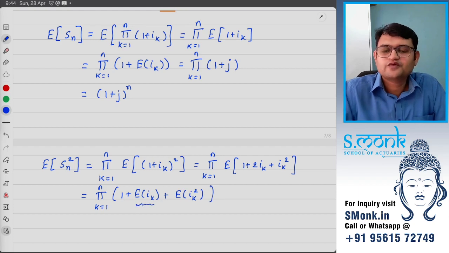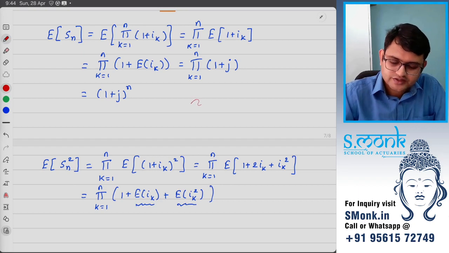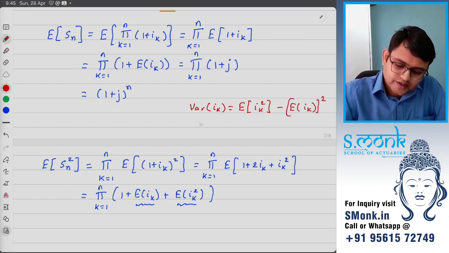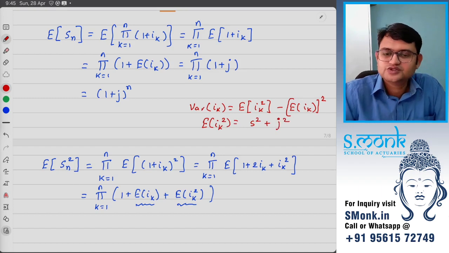We know the expected value of ik is j. We can find the expected value of ik square from the variance. The variance of ik would be the expected value of ik square minus the expected value whole square. That means the expected value of ik square can be written as the variance, that is s square, plus the expected value squared, that is j square.